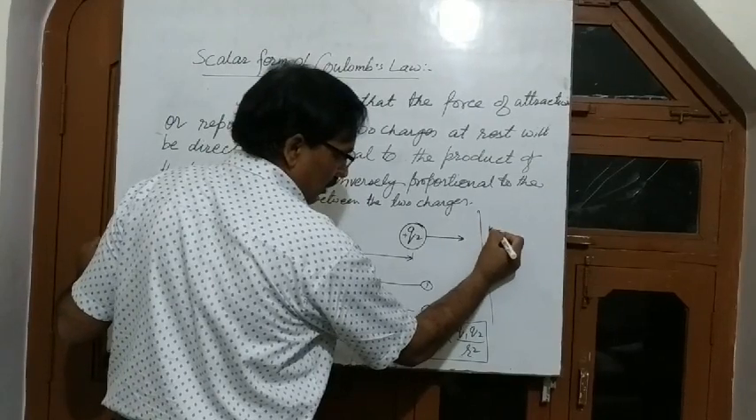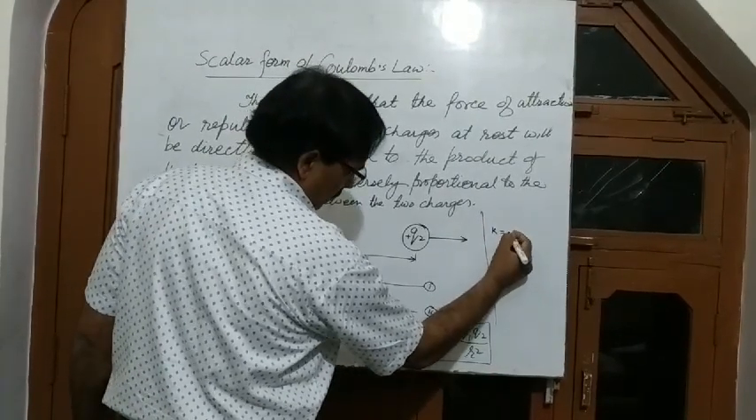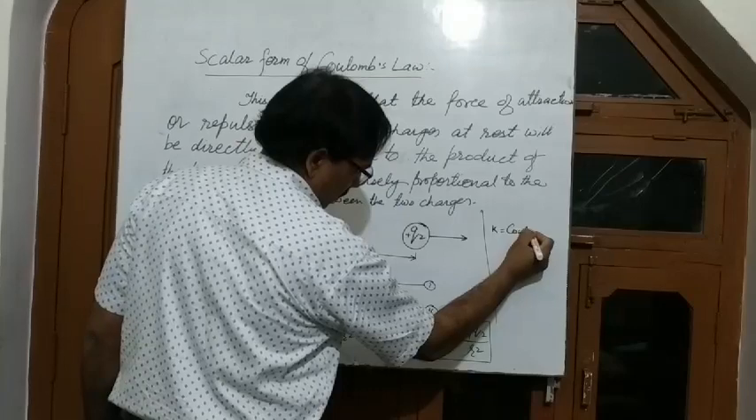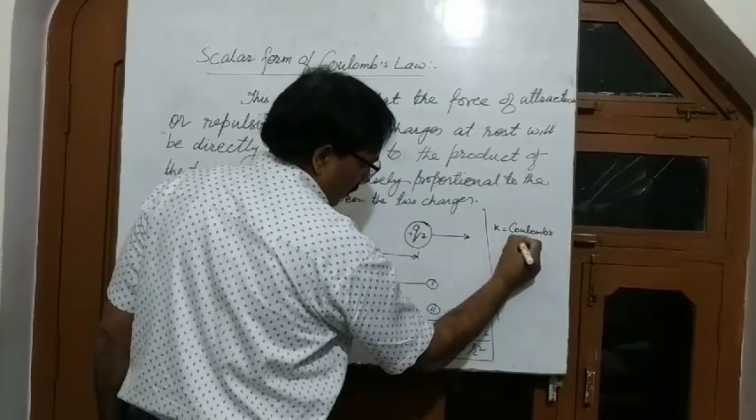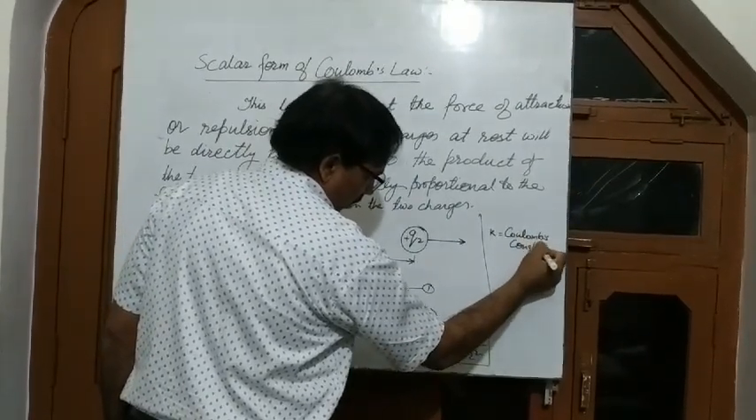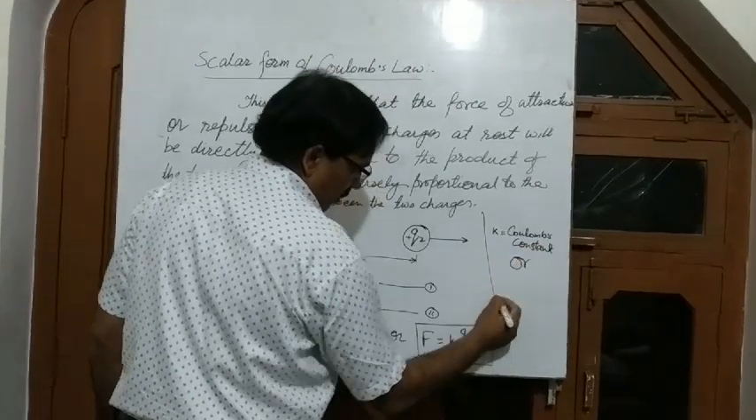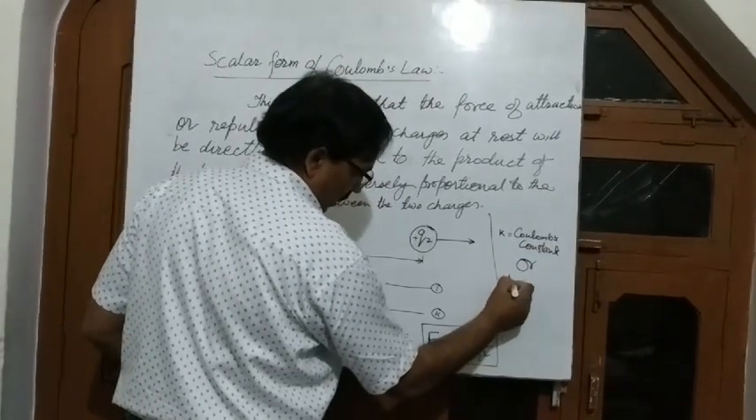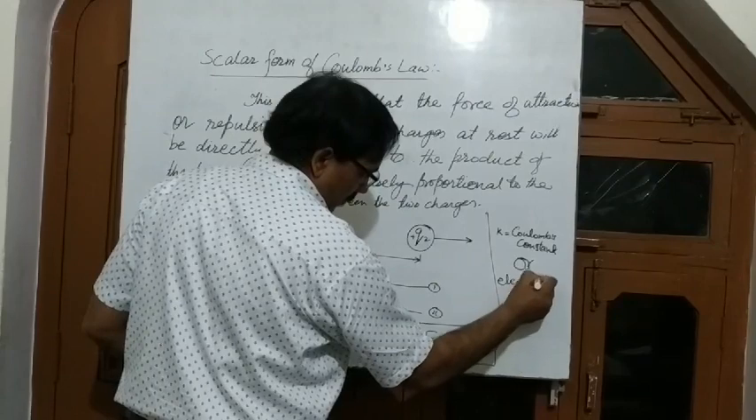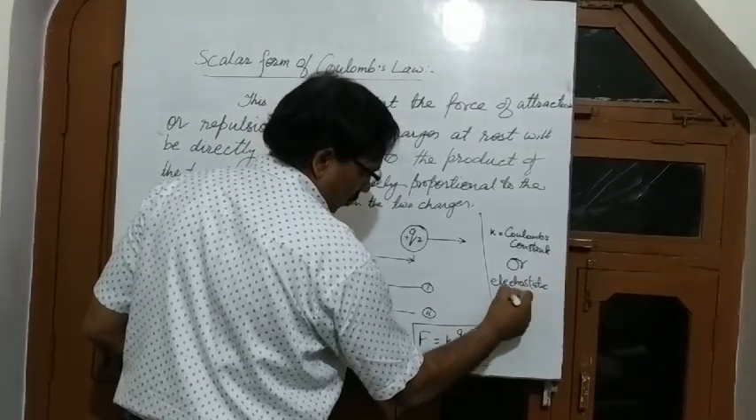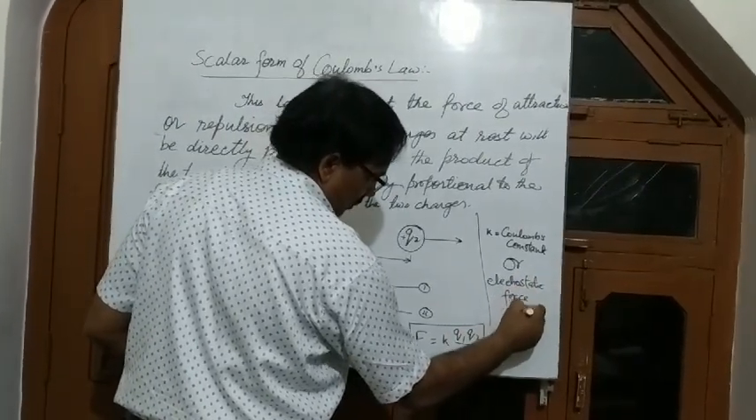What is K? K is Coulomb's constant, or electrostatic force constant.